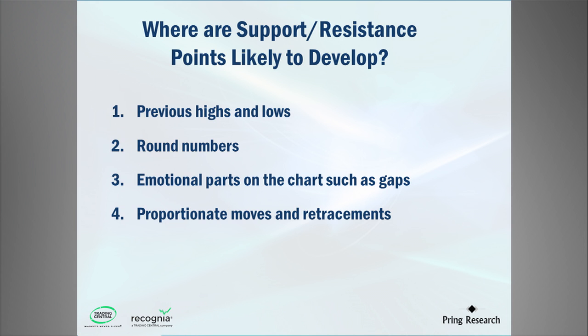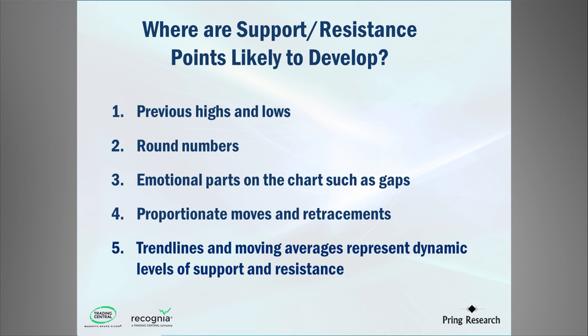There's a fifth rule for establishing potential support resistance levels, and that relates to the fact that trend lines and reliable moving averages are nothing more or less than dynamic support resistance areas. Dynamic because they're continually moving, as opposed to round numbers, for instance, which are static. I'll have more to say on that as we approach the subjects of trendline and moving average analysis.